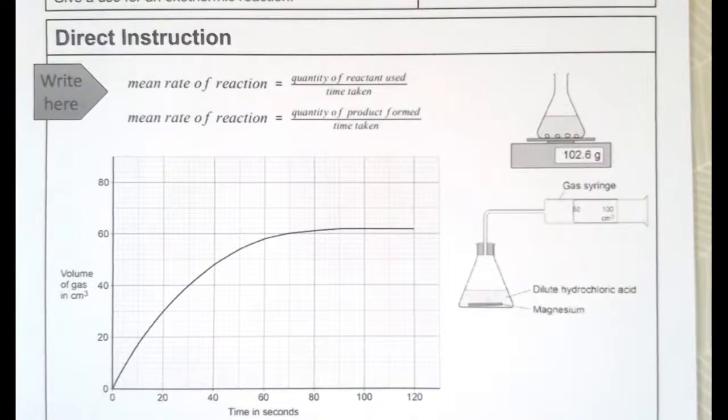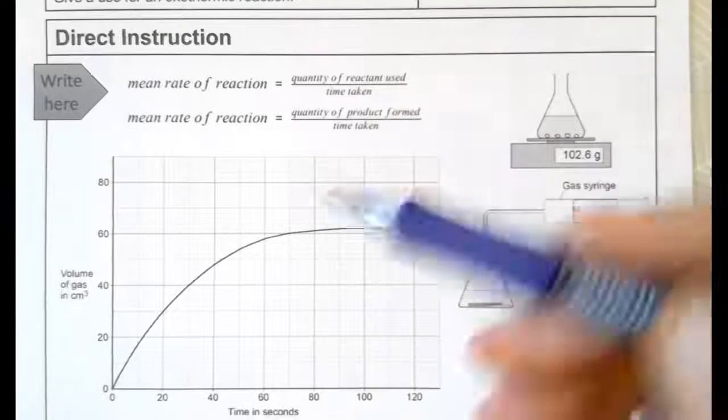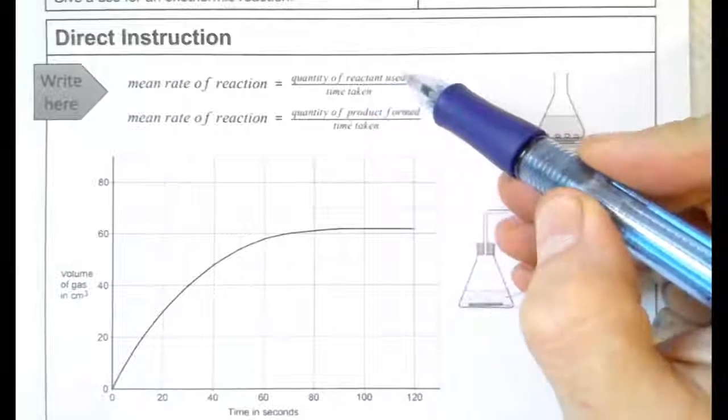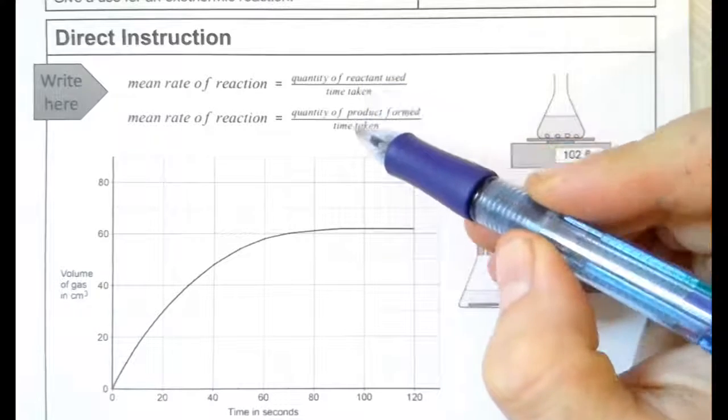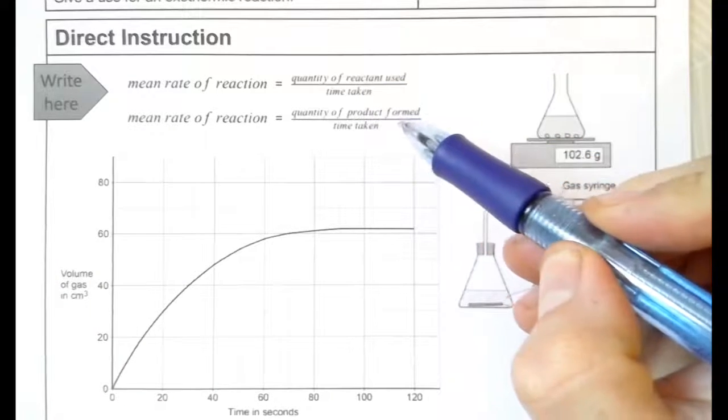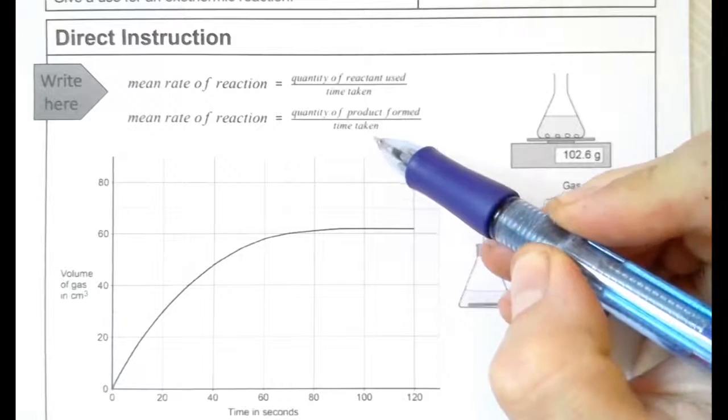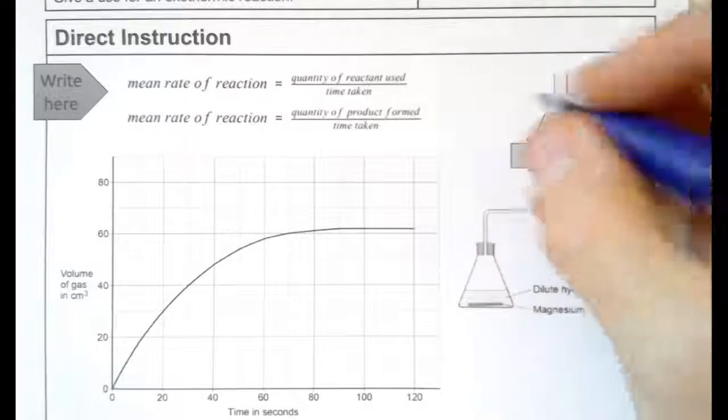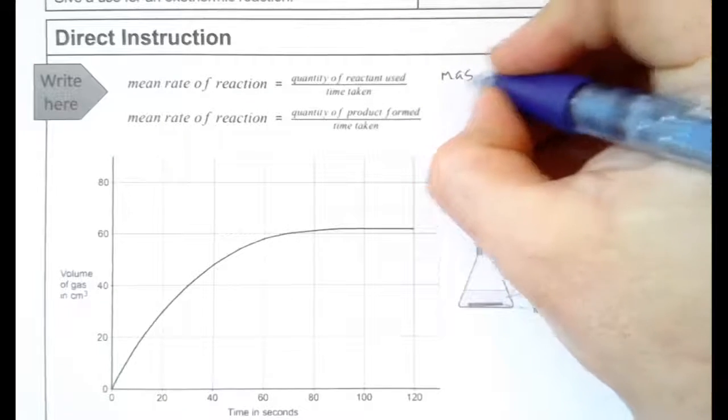The rate of reaction is just a measure of how quickly a reaction takes place. We can measure it in several ways. We can look at the quantity of reactant that's used every second, or the quantity of product that's formed every second. And we can also look at it in terms of mass.